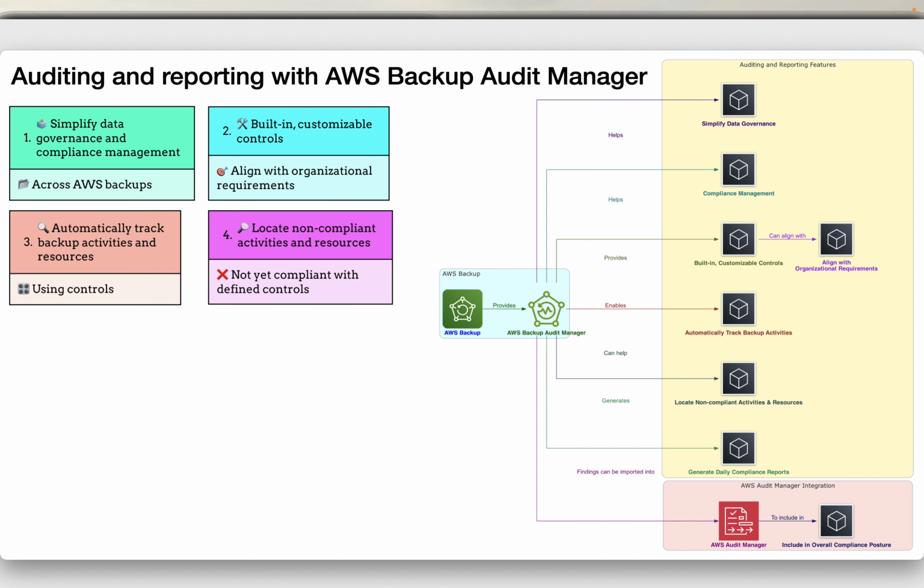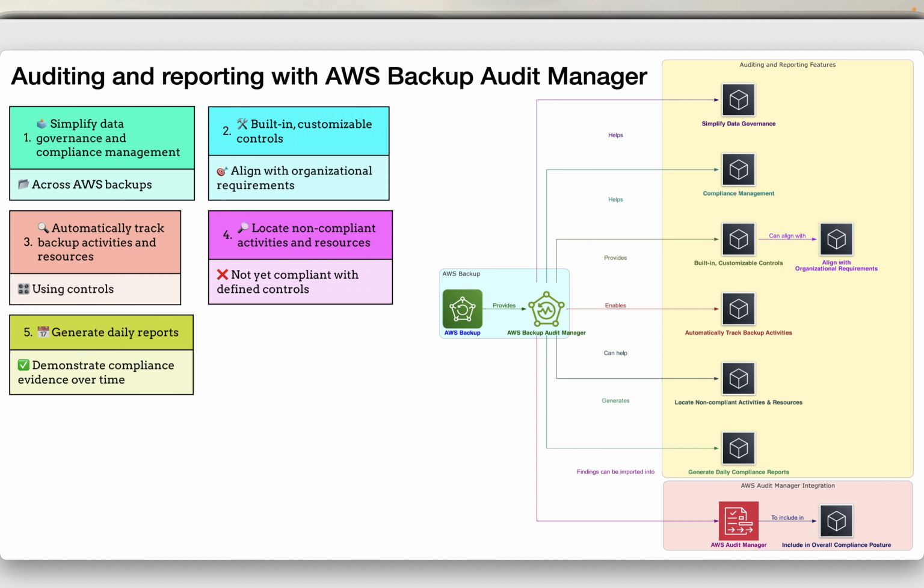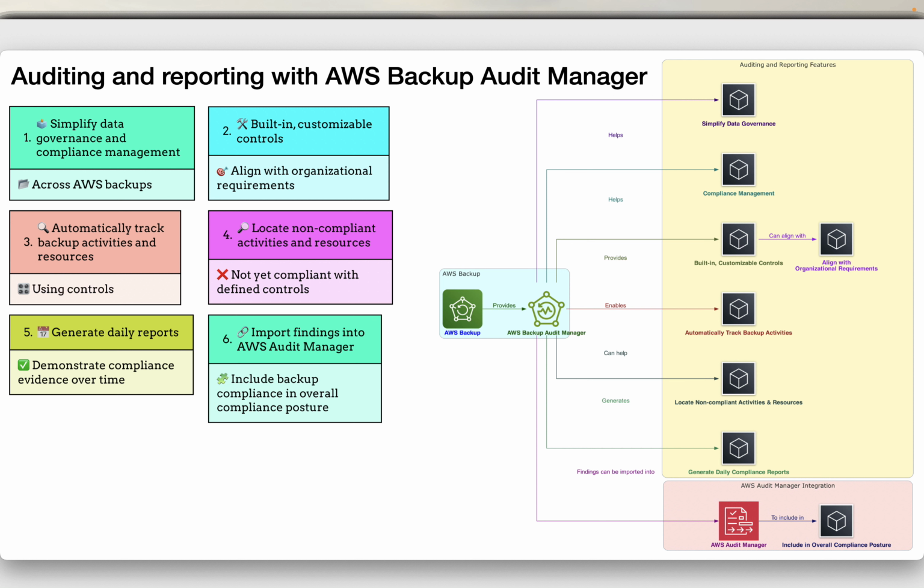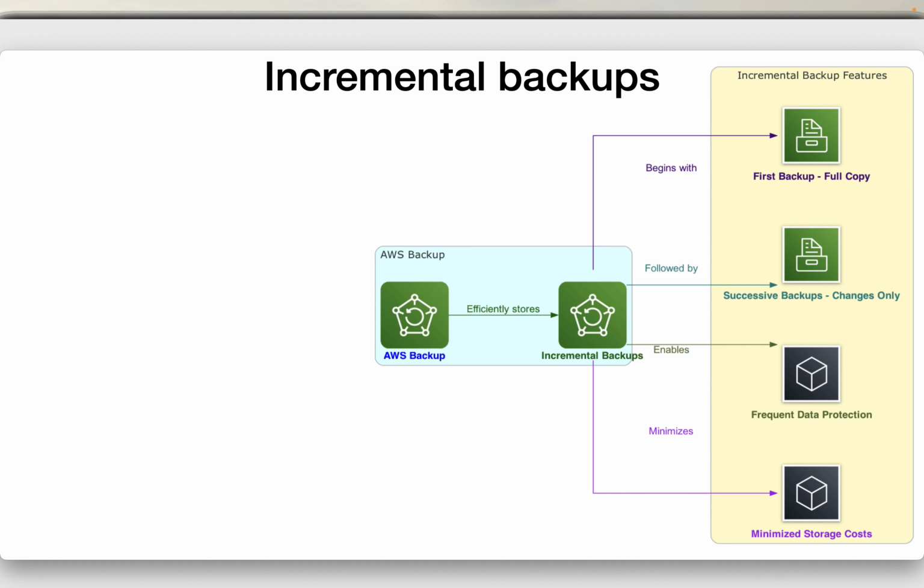AWS Backup Audit Manager can help you locate specific activities and resources that are not yet compliant with the controls that you have defined. It also generates daily reports that you can use to demonstrate evidence of compliance with your controls over time. To include your backup compliance alongside your overall compliance posture, you can automatically import AWS Backup Audit Manager findings into AWS Audit Manager.